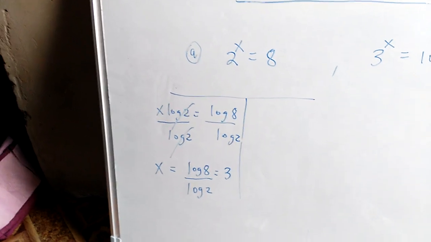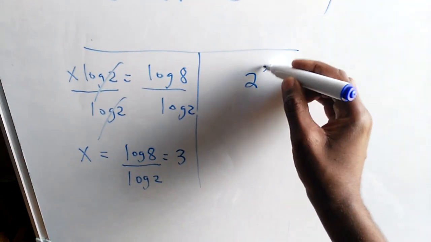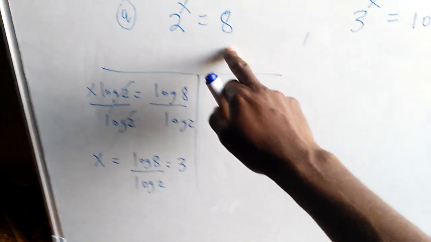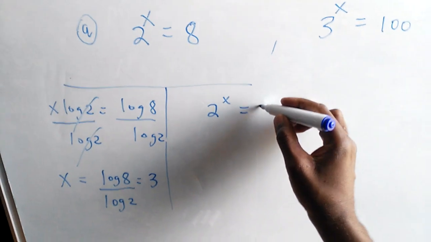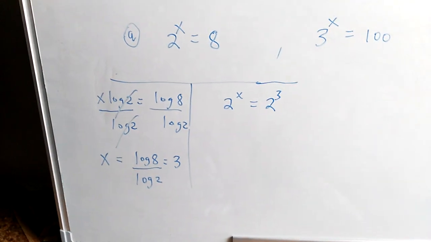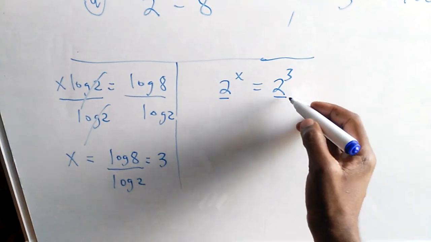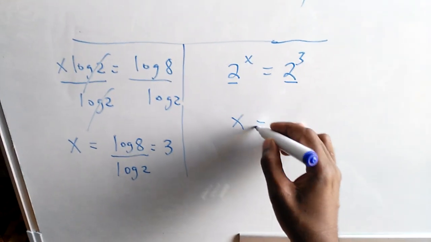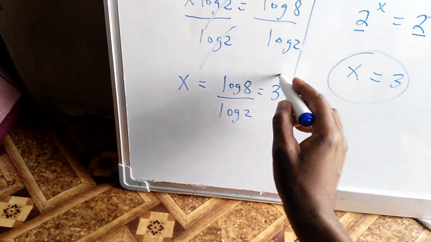Okay, using log. Others would say, already here we have 2 to the power of x, and then a 2 can be raised to the power so we can get 8. So 2 to the power of 3, that is 2 times 2, 4 times 2, 8. And then we would say, since the bases are the same, equate the powers.